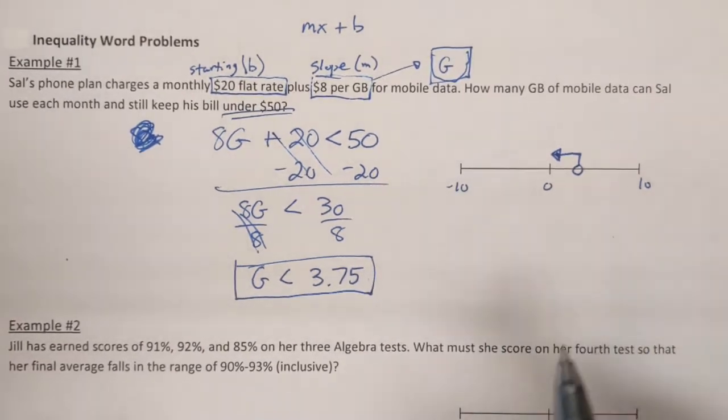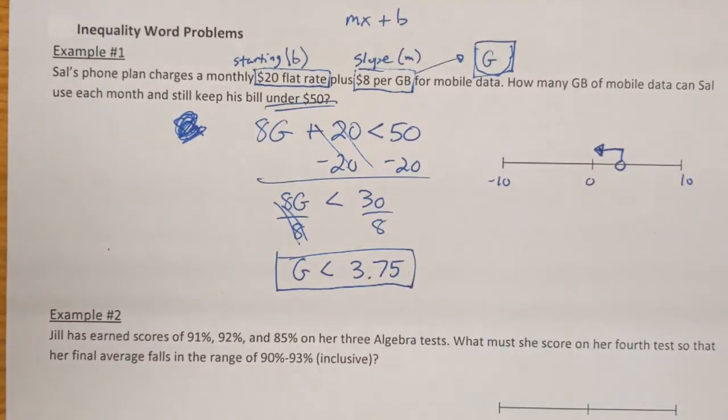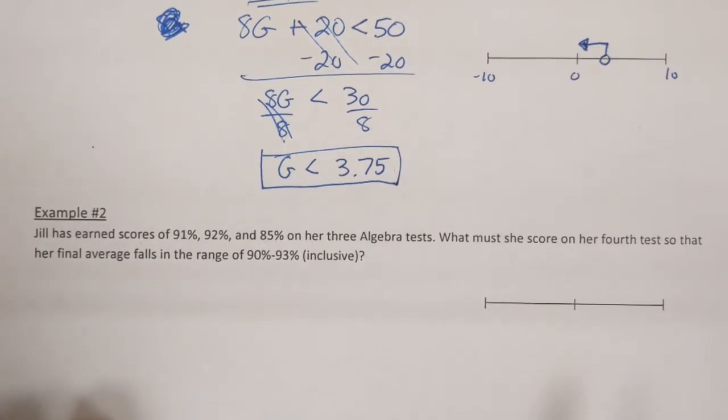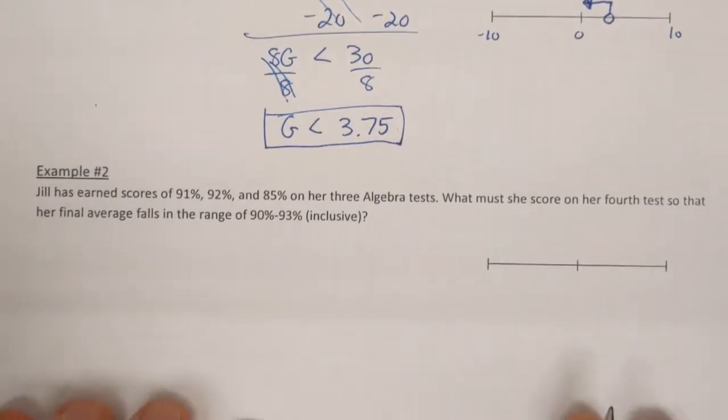And it didn't ask for interval notation, so I'm not going to do it. I'm just going to leave it there in the graph. Okay, example number 2 then. This one's a little trickier.